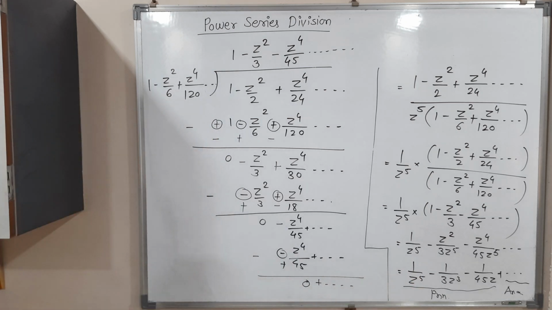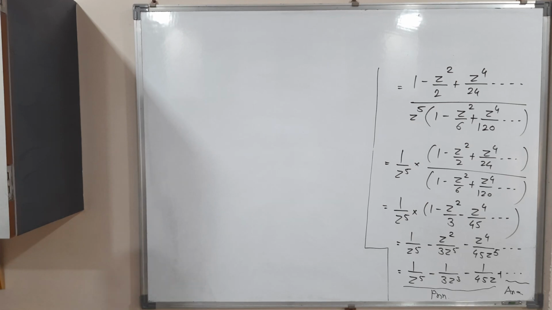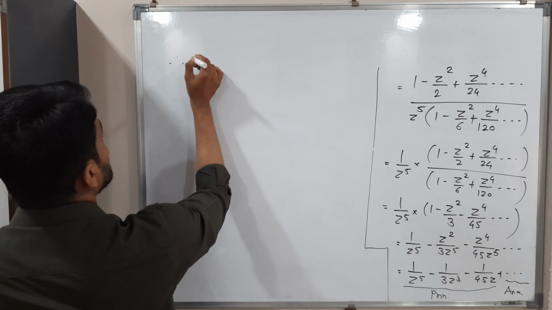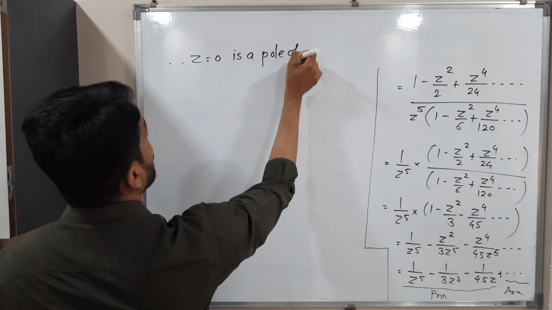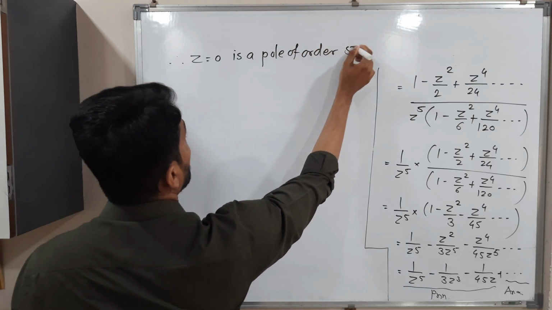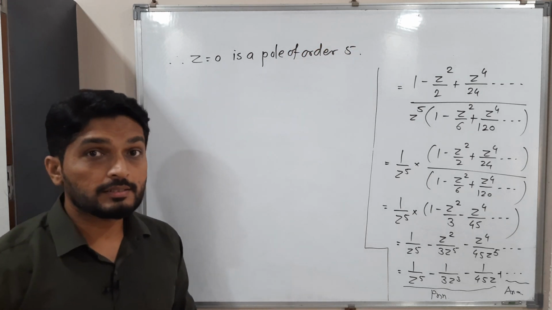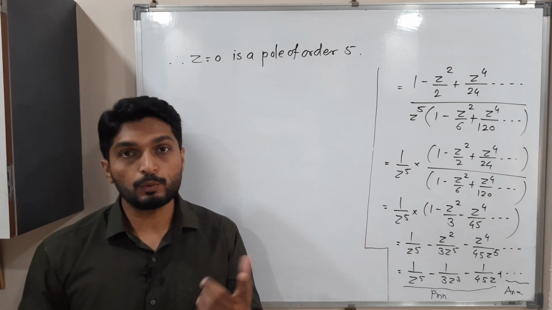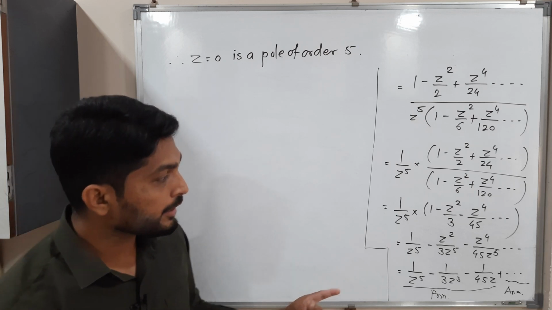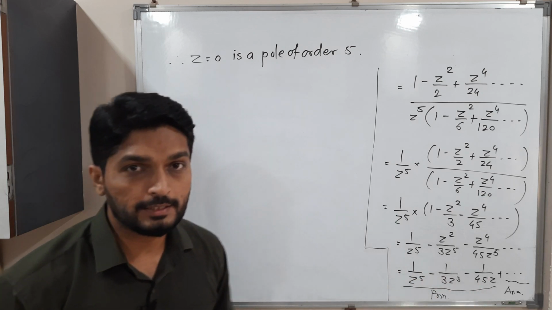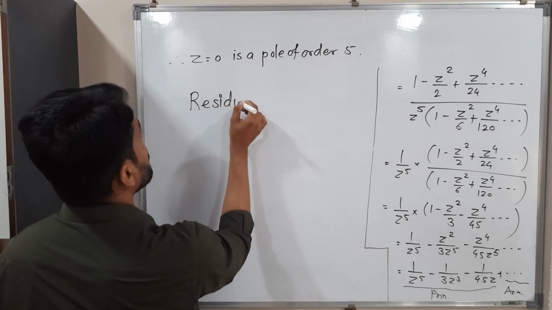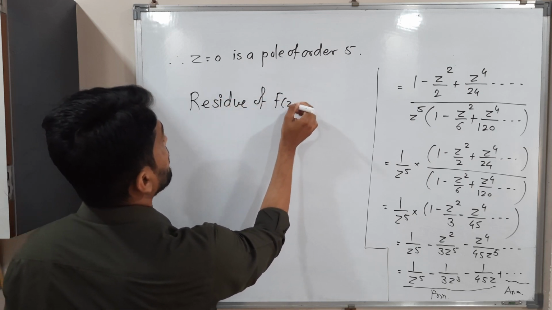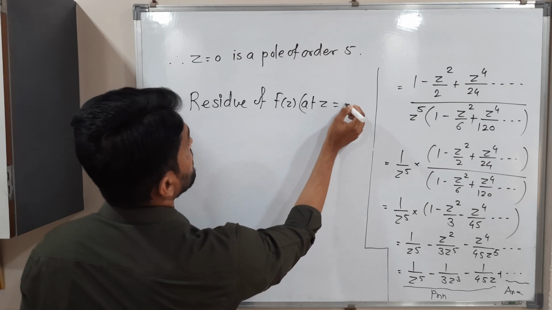Okay. So let me remove this part, just take a screenshot of it, then I will go further. So let me clearly mention, therefore, z equal to 0 is a pole of order 5. But the fact is we are not interested in its type of singularity and, if it is a pole, what its order will be. We are interested in the residue. Already we have a Laurent series expansion. So let us find the residue of f of z at z equal to 0.